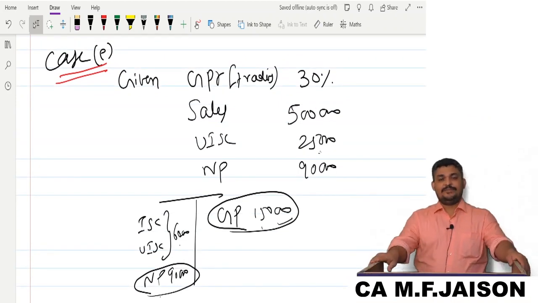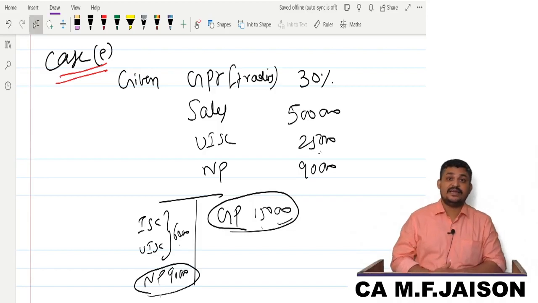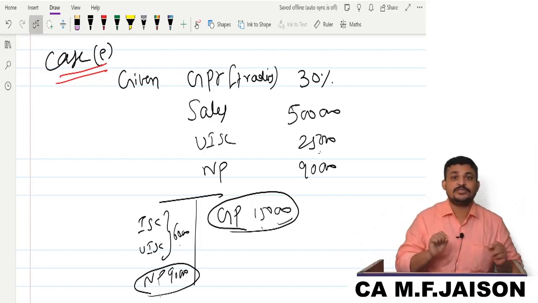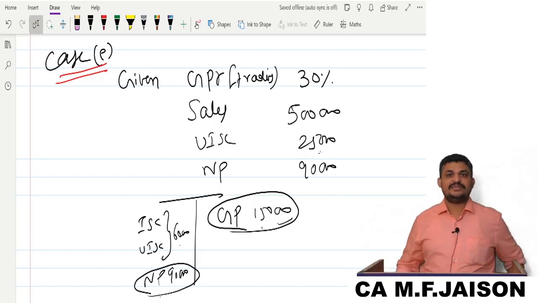Case E we have completed. We have elaborately learned various combinations and various issues in relation to computation of gross profit ratio. I hope you all understood this, correct? So what if there is loss?